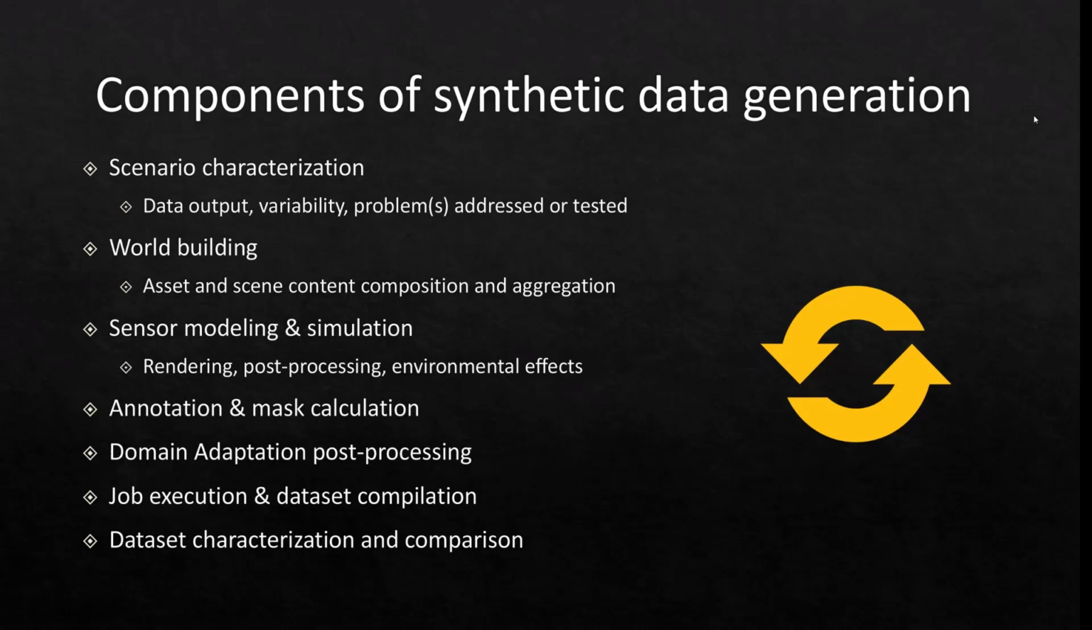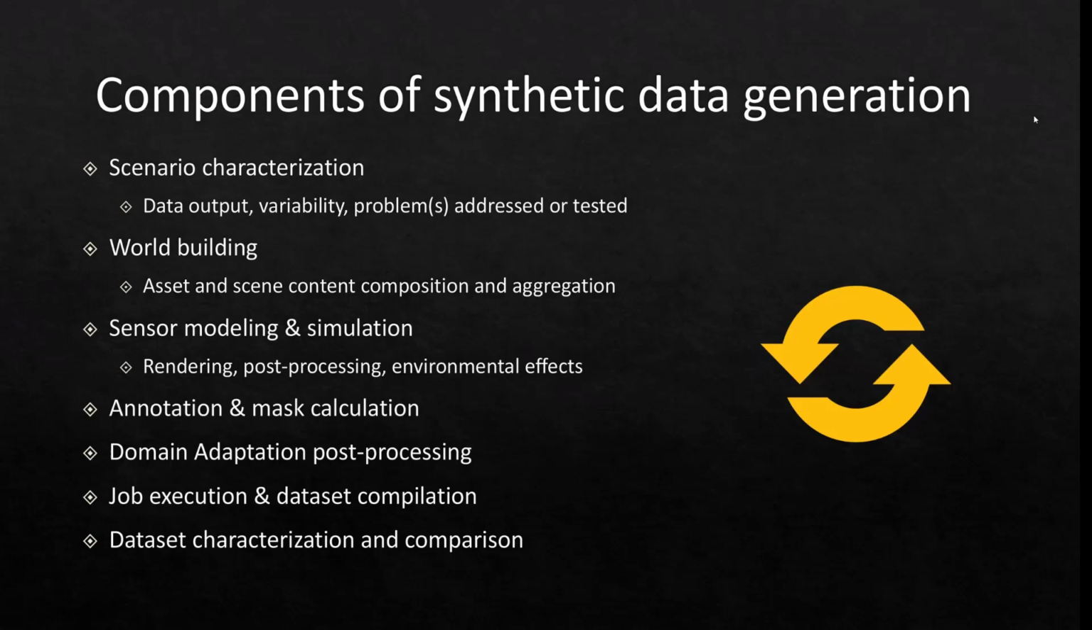We find that the synthetic data generation process tends to have a variety of different distinct components. There is one step where a customer may be required to characterize the scenarios that they need in their synthetic data. This typically ends up being a requirement to understand what data types are being output, what kinds of variability are going to be required in the data sets, and then some focus on which specific problems are being addressed or tested. For example, in remote sensing, you may be in some cases just trying to count objects. In other cases, you may be trying to count objects that are being obscured by cloud cover or by other in-scene objects or assets. From there, customers often then need to pull together all the components that will make up the world that they're simulating.